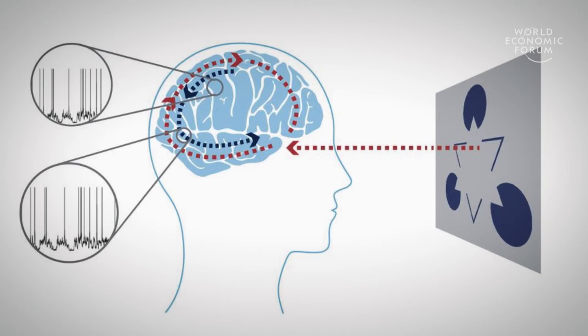Creating this image in our brain involves the interactions of many levels of brain circuits in the visual cortex, the part of the brain that is responsible for processing visual information. During perception, information flows up and down across the different levels to integrate global and local information.